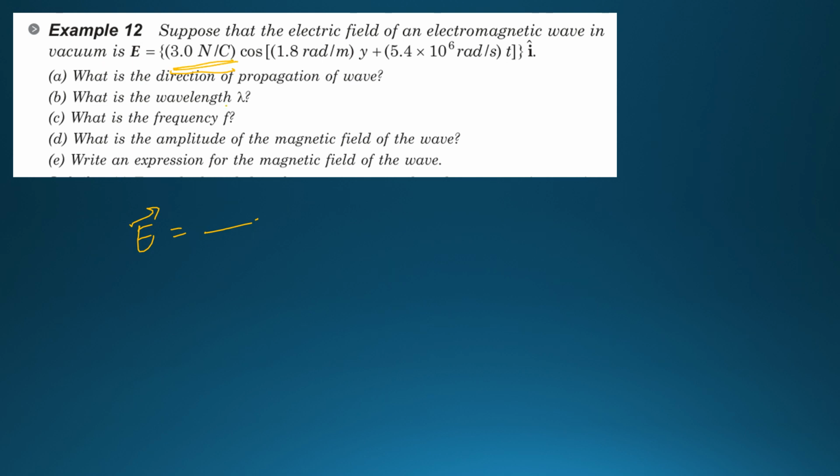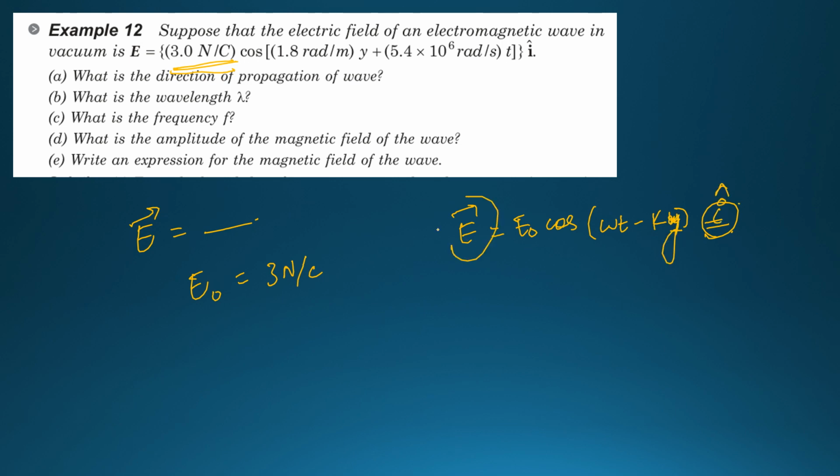First of all, this is your E naught, the amplitude of the electric field, 3 Newton per Coulomb. And what is actually the electric field? E is equal to E naught cos(omega t minus kx), right? And this is the direction of the electric field. Suppose this is kx, so here it is ky, and this is i cap here. That means the direction of the electric field is along the x direction. But there is a plus here in between.